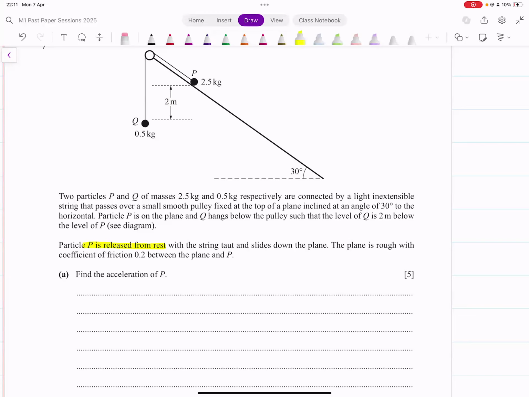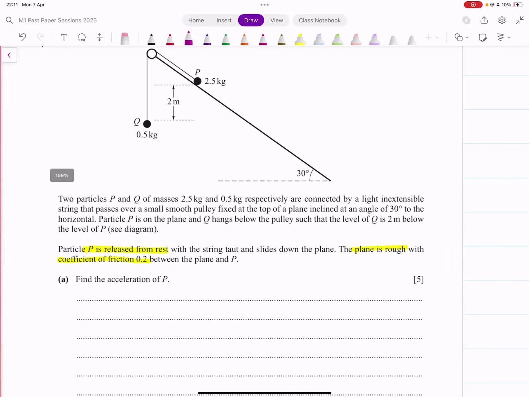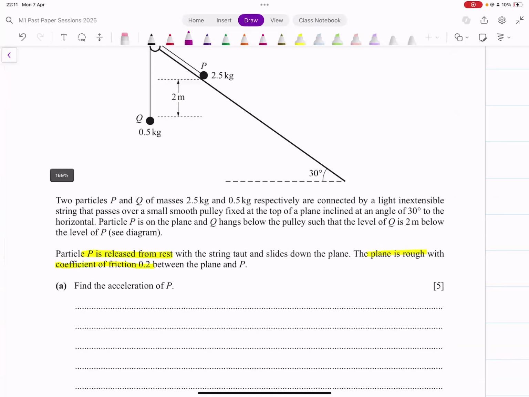P slides down the plane. The plane is rough with coefficient of friction 0.2. Find the acceleration of P. Okay, the first part is fairly straightforward. This is just Newton's second law of motion. Represent all the forces that are acting on P and Q. On Q, you have the weight acting, that's 5 Newton, and in the upwards direction, you've got tension.